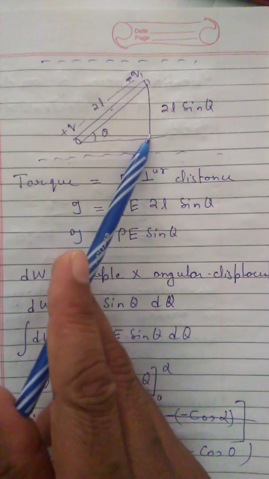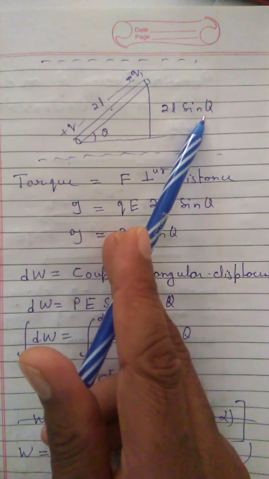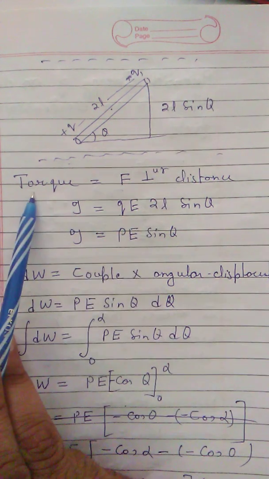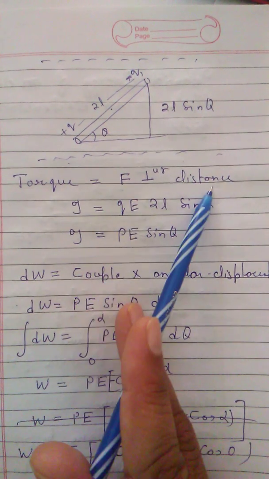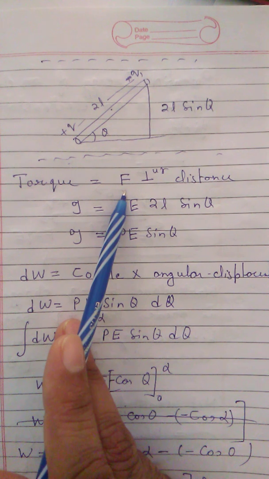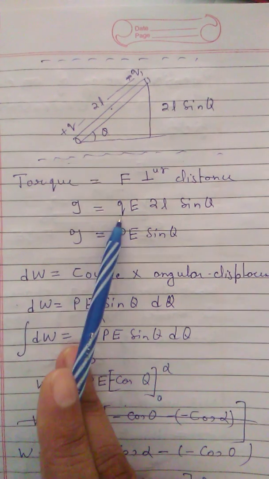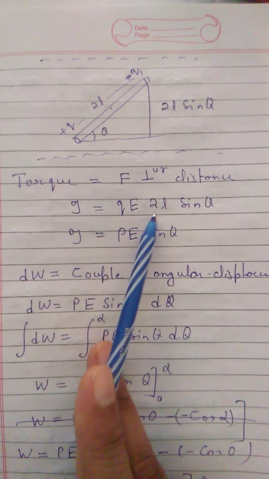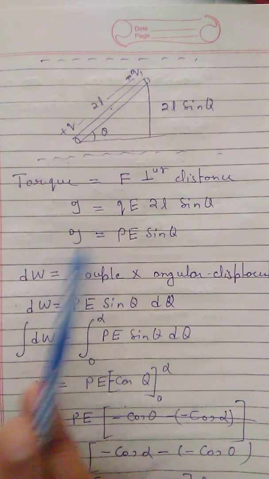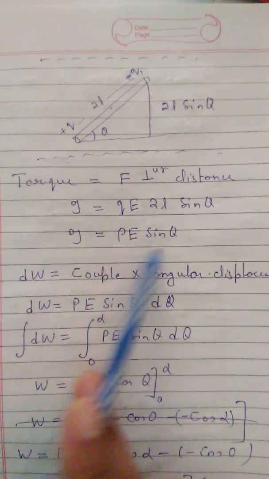So this is the perpendicular distance. This distance is 2L sine theta. Now torque equals force into perpendicular distance. So how much is the force? The force is QE. So the torque is QE into 2L sine theta. Now 2QL becomes P. So this is the torque acting on the dipole.